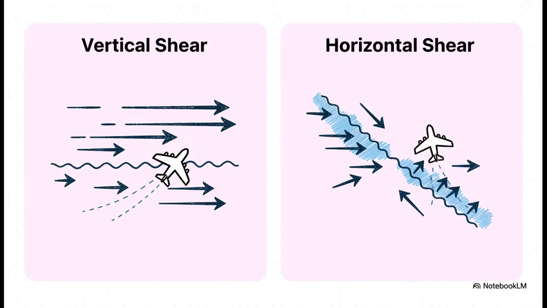We can break this down into two main types. You have vertical wind shear, which is a change in wind as you climb or descend, and you have horizontal wind shear, which is a change as you're flying straight and level. Both can cause turbulence, because when a plane flies from one block of air into the next, its wings are suddenly hit with a totally different force.